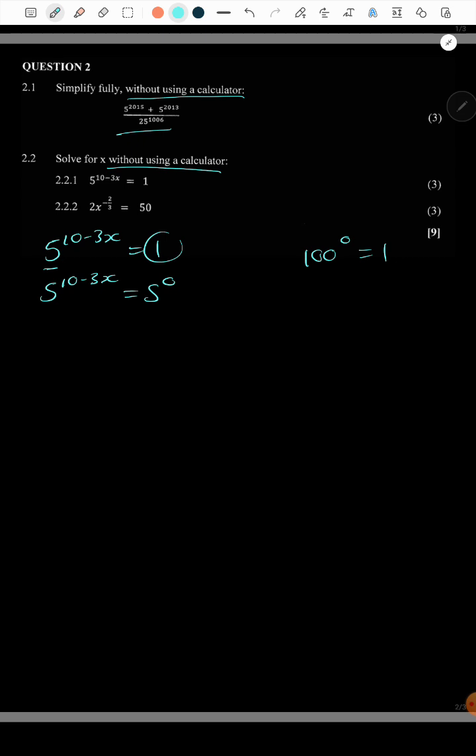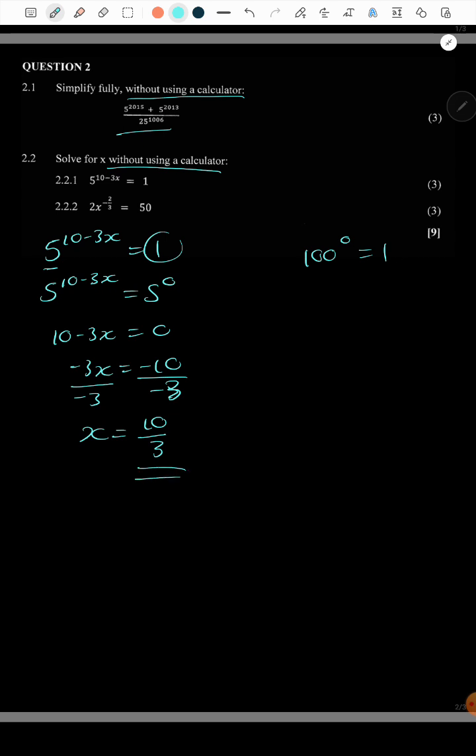And then once the bases are the same, we can now leave the bases and drop the exponents. We're going to have 10 minus 3x, which is equal to 0, meaning that now we can transpose the 10 to the other side. We're going to have negative 3x, which is equal to negative 10. And then dividing both sides by negative 3, we're going to have x being equal to 10 over 3. So this is our solution.